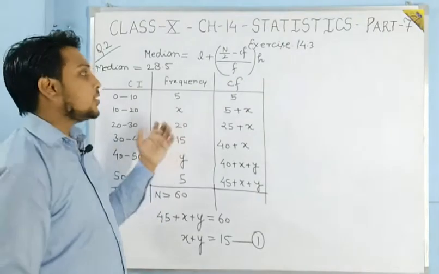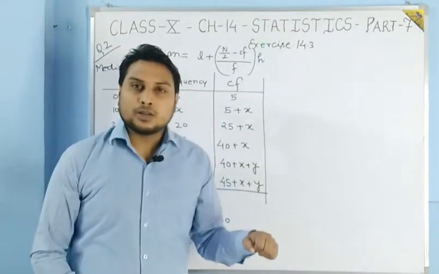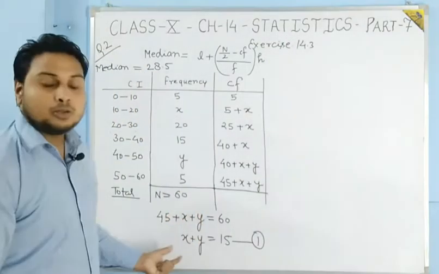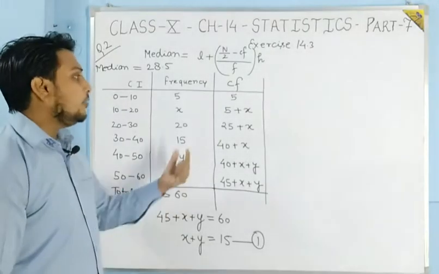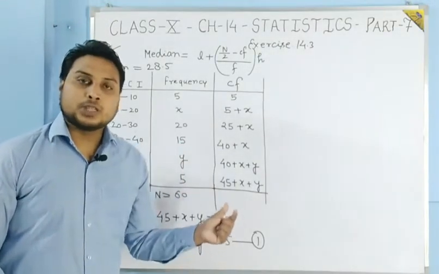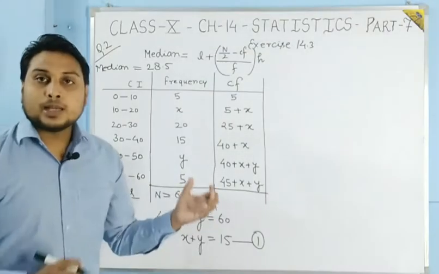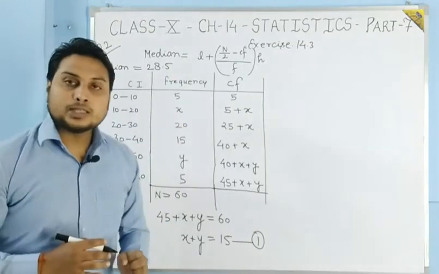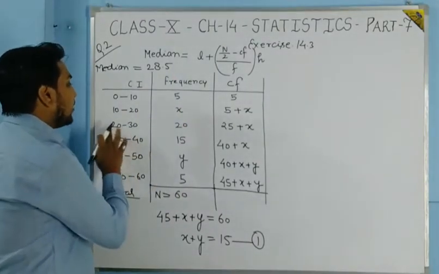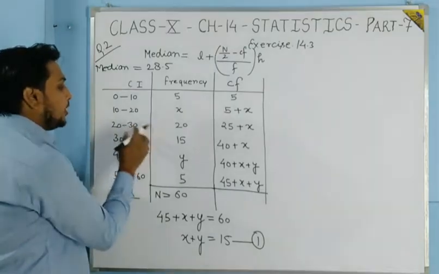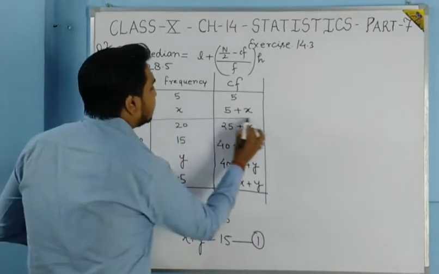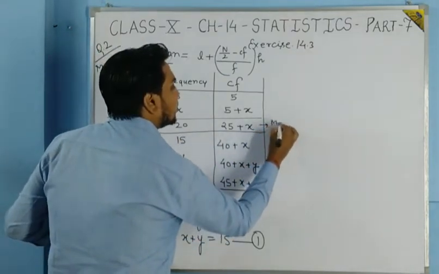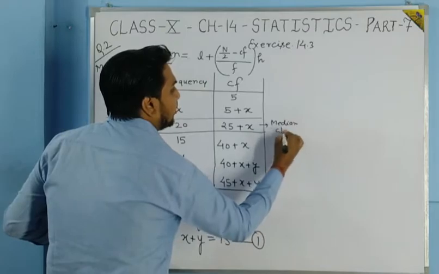Okay, in the previous questions the median was not given. So how did we decide the median class? By finding n by 2. Okay, by finding n by 2, we decided in the previous types of questions what our median class would be. But here the median is directly given. So if the median is directly given, we can say that 28.5 lies between 20 to 30. So this class will be our median class.